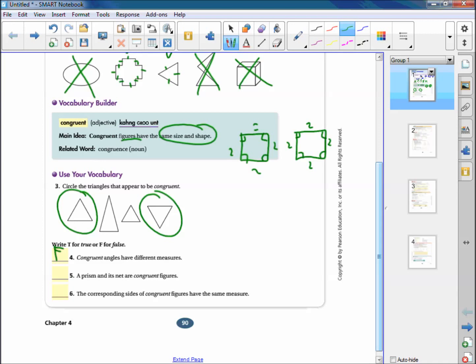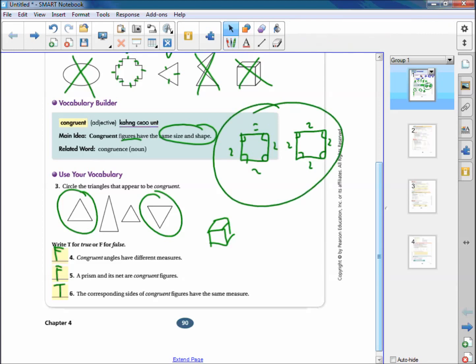A prism and its net are congruent figures. This would be false. Okay. A prism itself is like this, but its net is when it's unfolded. So we can't really compare a three-dimensional shape to a two-dimensional shape. Okay. The corresponding sides of congruent figures have the same measure. So the corresponding sides should definitely have the same measure, just like up here, all the corresponding sides in these two squares are all 2.